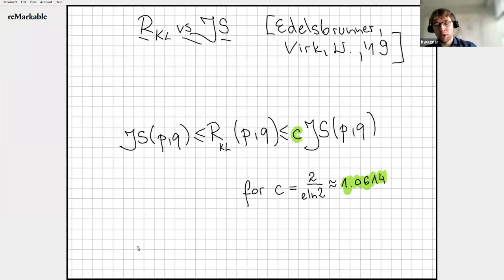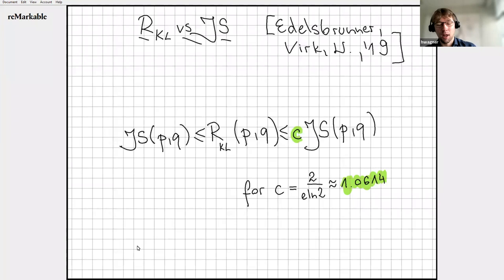replace the computation of the intersection radius with the computation of the Jensen-Shannon divergence, just like in the question which was asked, and we get very simple computations, but we also get this very nice interpretation of the intersection radius.